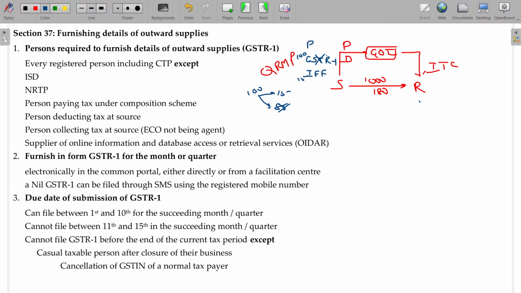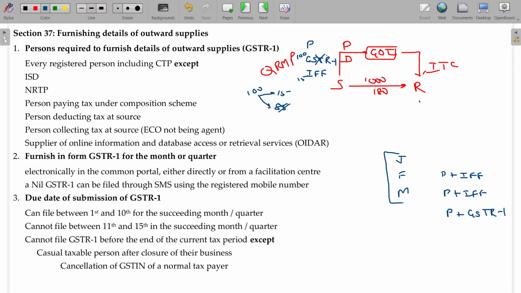But quarterly once, IFF will not be there; under QRMP, GSTR 1 will be there. So January, February, March: in February you pay and fill IFF, in March pay and fill IFF, and in April pay and fill the GSTR 1. Okay, once in every quarter. Quarter represents January, February, March, April, May, June. These are the quarters.